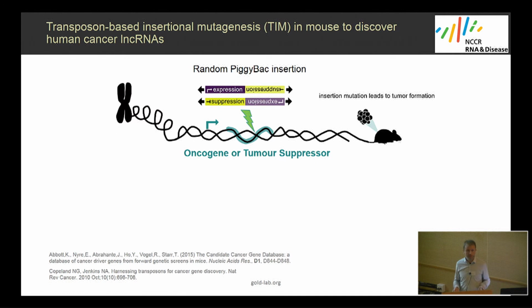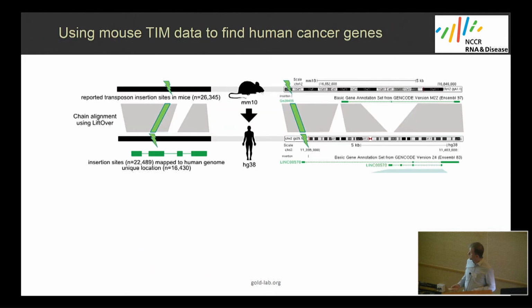All these people have been doing this for years, just focusing on protein coding genes, but we realized you could also use these data sets to try to discover oncogene or tumor suppressor lncRNAs. So this is what Adrienne has been doing. She developed a really rather simple pipeline, which I show you on the left, where she takes the entire data set of known transposon insertion mutagenesis locations, the entire set of these, which are in mouse, 26,000 of them, and she simply maps them back to the human genome and asks in which genes these things fall.